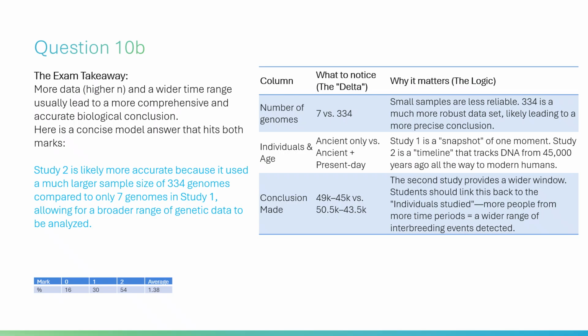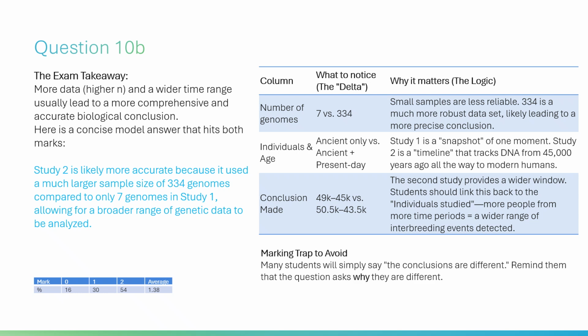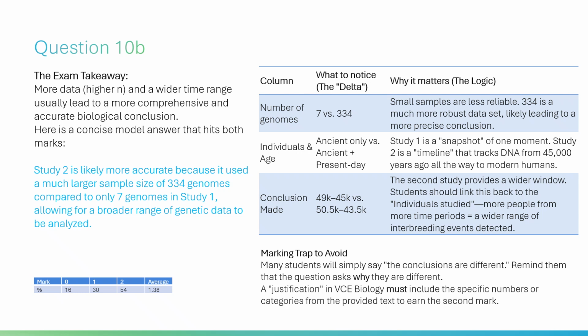Marking trap to avoid. Many students will simply say the conclusions are different. Remind them that the question asks why they are different. A justification in VCE biology must include the specific numbers or categories from the provided text to earn the second mark.